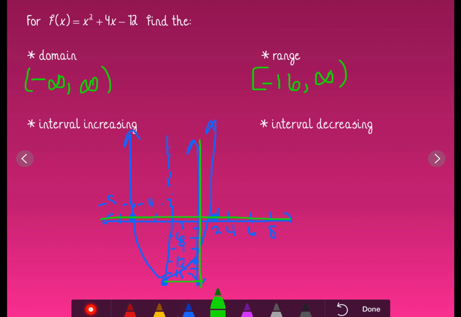Then we talk about the interval that we're increasing and decreasing on. If I go from, again, left to right, my parabola is increasing from an x value of 2 all the way to positive infinity. And my parabola is decreasing from negative infinity to 2.